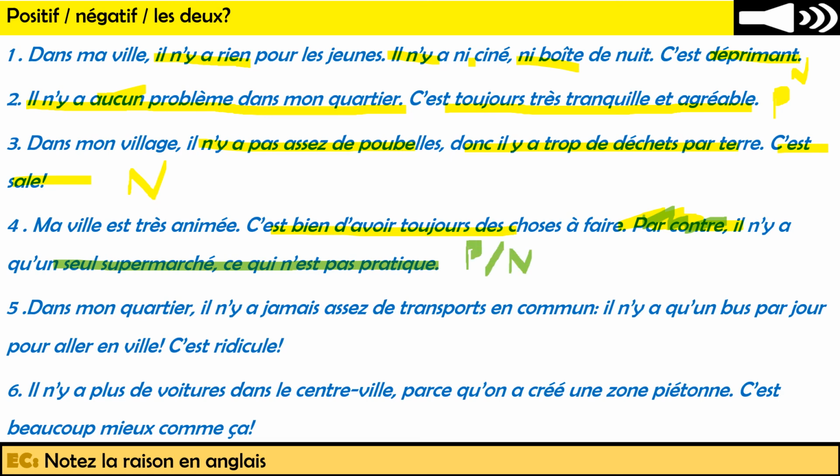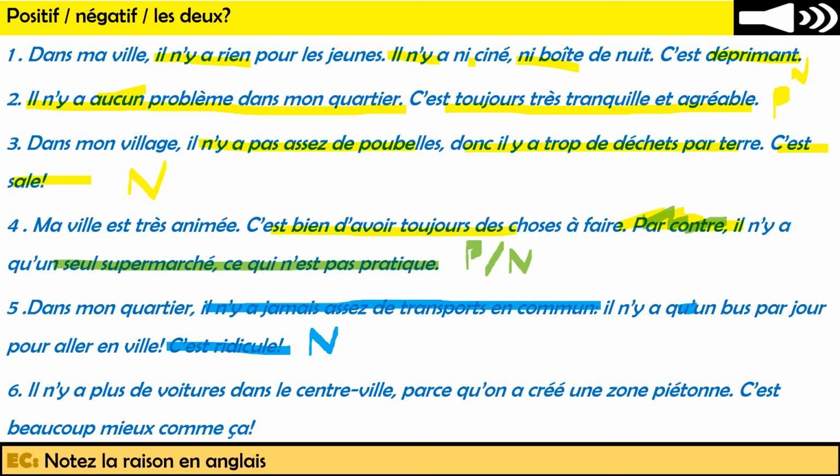Beautiful, like a toddler. Alors donc, et niveau 5, dans mon quartier, il n'y a jamais assez de transport en commun. Il n'y a qu'un bus par jour pour aller en ville. C'est ridicule. This one is all negative. So in my area, there's never enough public transport. There's only one bus a day to go into town. That's ridiculous. You wouldn't get that in England, but these little rural places in France, you get that.